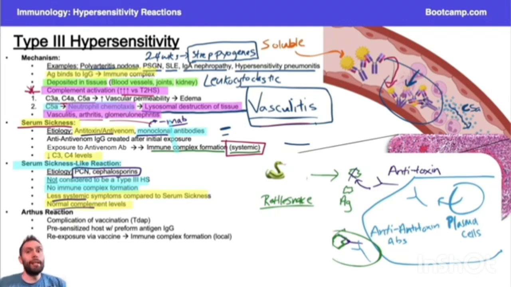Now, of course, you can take penicillin and have a type 2 hypersensitivity, right? We already touched on that. This isn't saying that penicillin only causes serum sickness-like reactions. This is just a very classic presentation.